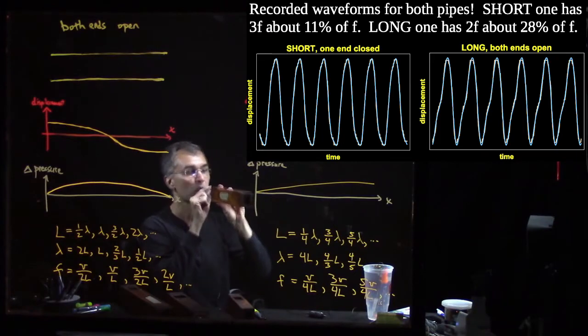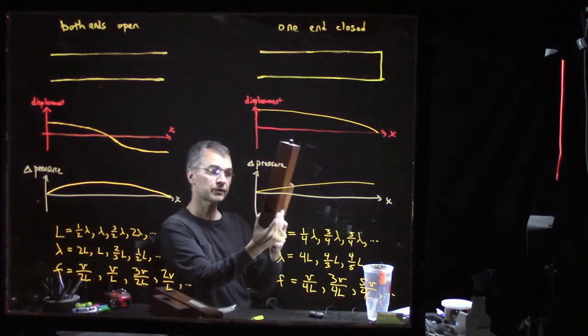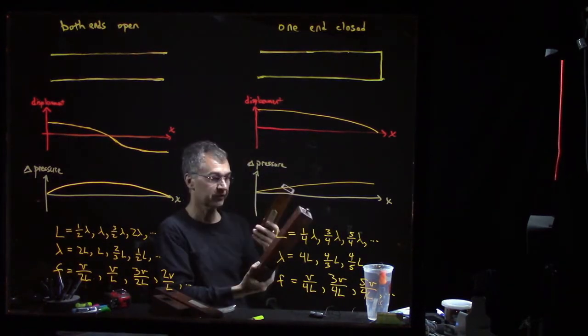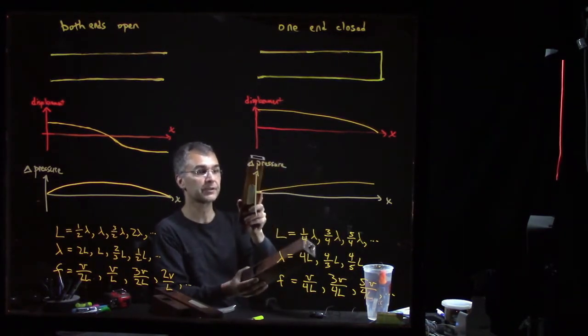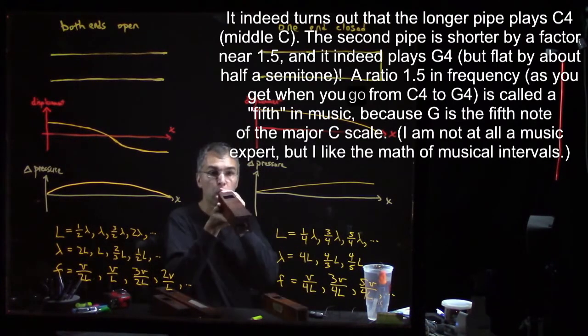far end closed. I happen to have in my hand two pipes, both of which have one end open, one end closed. The length of this one is 1.5 times the length of this one. You expect to see this one to be higher in pitch than this one by a fifth. Something like going from C to G.